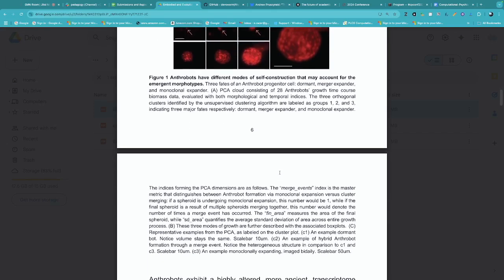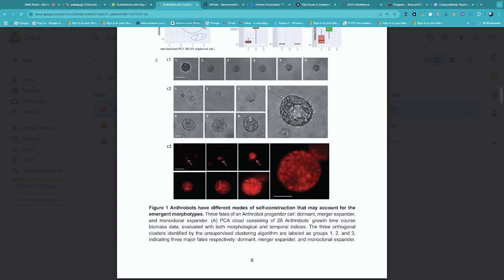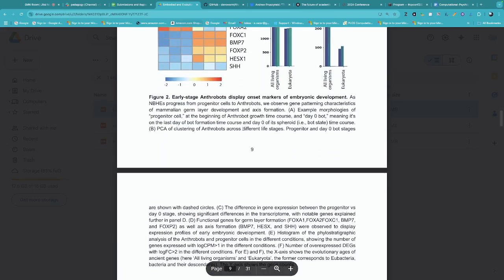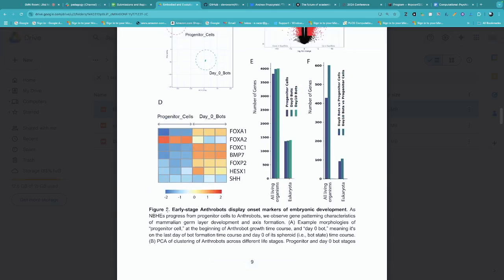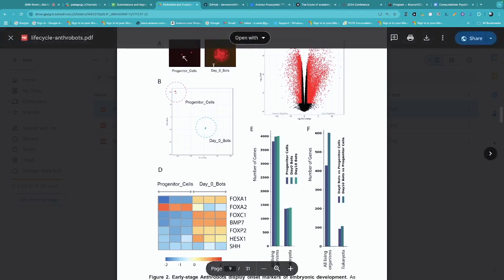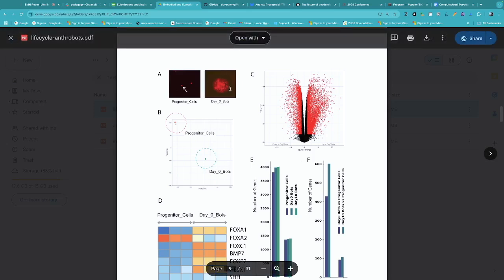time. And then they talk a little bit about this. They show some of the staining of these bots and how they form. Then they say Anthrobots exhibit a highly altered, more ancient transcriptome, including embryonic patterning genes. They show that early stage Anthrobots display onset markers of embryonic development, that the progenitor cells are located in this part of the PC1 versus PC2 space, and then the day zero bots are down here. So clearly the day zero bots are different from the progenitor cells, which are shown in these red dots, and the day zero bots are these assembloids that form from the cells. And so this is the morphology of the bot.